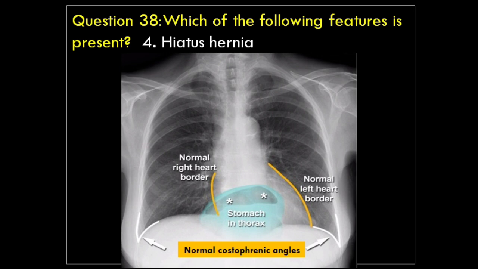There is a round area projected over the lower mediastinum due to the stomach passing superiorly through the hiatal orifice into the thorax, a hiatus hernia. Within this area superiorly there is low density, asterisks, which represents gas in the herniated stomach. The heart contours are normal and the costa-phrenic angles are well defined.